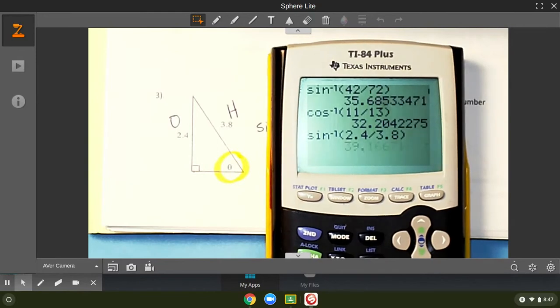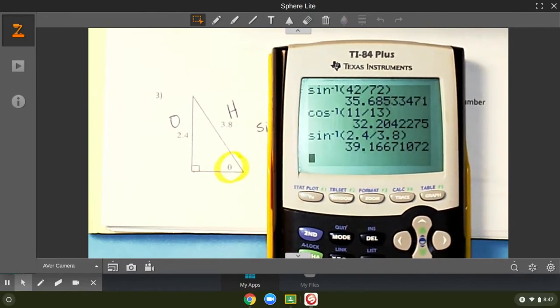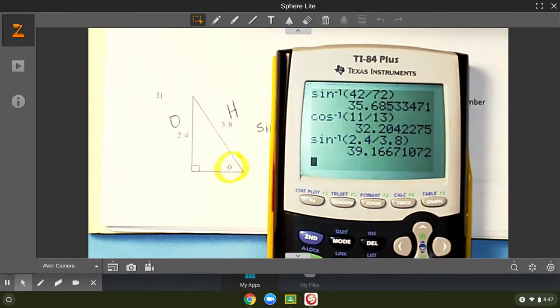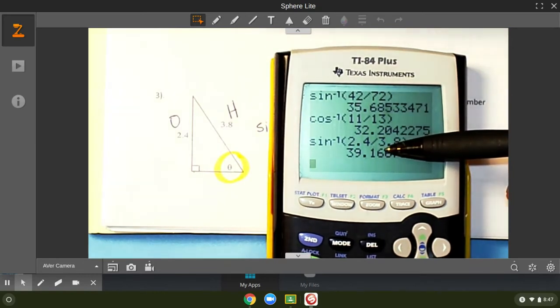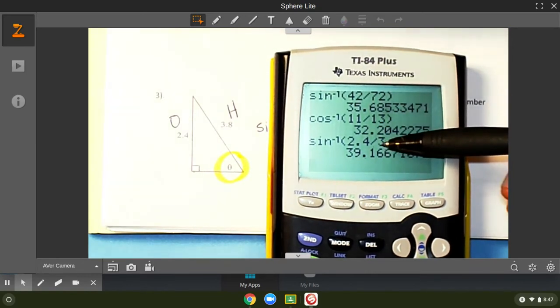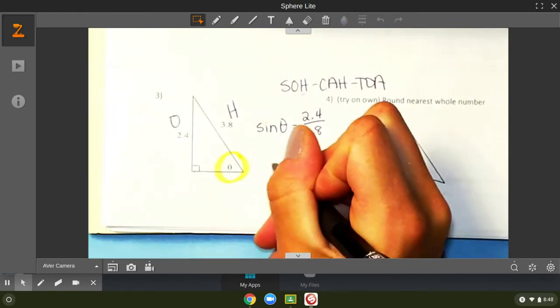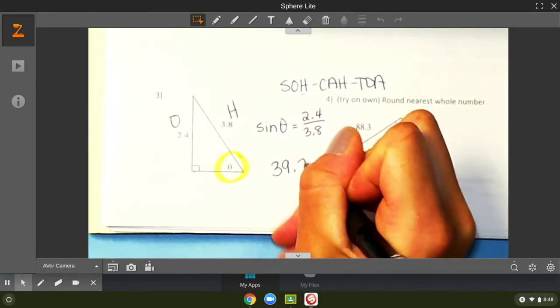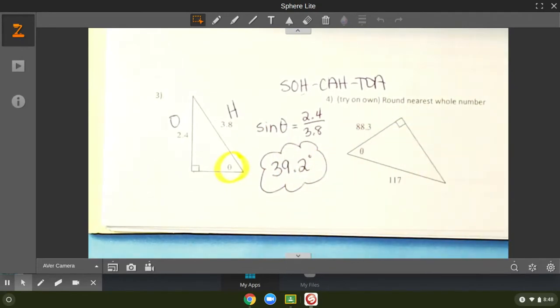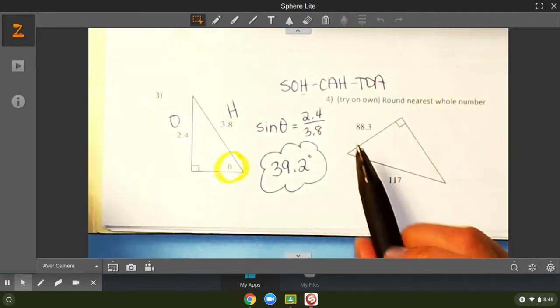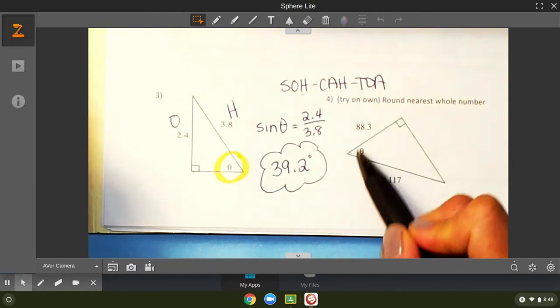And we hit enter. To the nearest tenth, we're going to get 39 point, so there's a 1. Look behind the 1. Is that second number bigger than 5? Yep, so that 1 rounds to a 2. So this would be 39.2 degrees. All right, up next, what I'd like you to do is go ahead and find the missing angle.